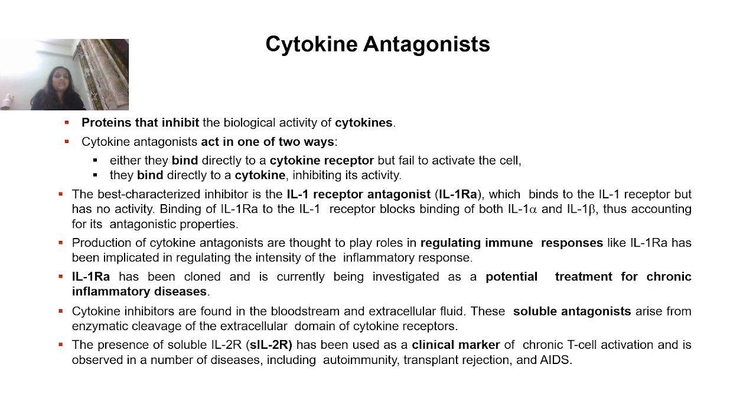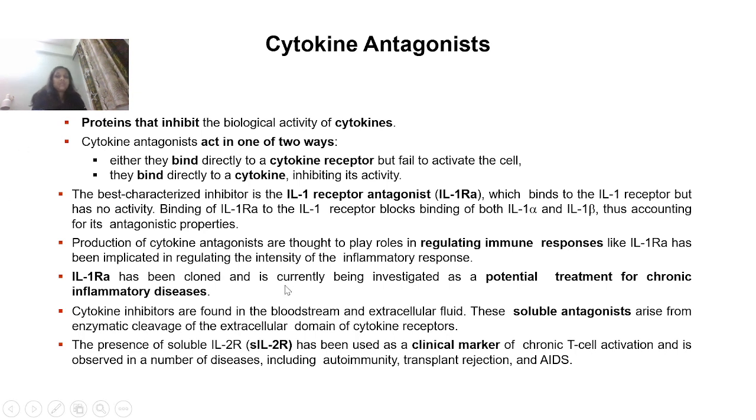So the best characterized inhibitor is the IL-1 receptor antagonist, which binds to the IL-1 receptor but has no activity. It cannot induce the signaling. It just will bind and block the place where the cytokine is supposed to bind. So when this IL-1 receptor antagonist is binding to the IL-1 receptor, it blocks both the binding of IL-1 alpha and IL-1 beta, and thus it inhibits the signaling process induced by both of these cytokines.